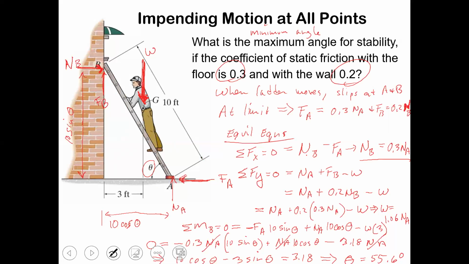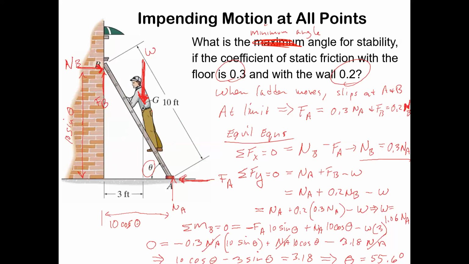We wrapped up last Thursday with the idea of a ladder, a guy on a ladder, and we want to know what's the minimum angle for stability. Sometimes these questions are worded wrong. And in this case, the slippage is going to happen.